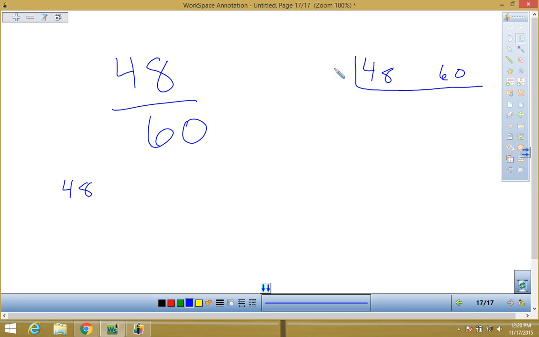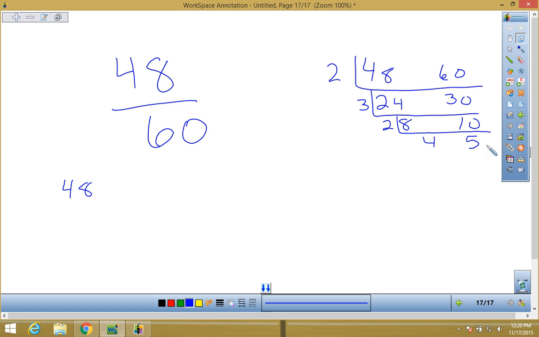So, 2 can go into both of them, and then that's 24 and 30. And then I did 3 to go into both of those, and I got 8 and 10. And then 2 can go into both of those again, and it's 4 and 5, and then I multiplied it. Okay, so remember when we're down here, we're done, okay? Because we've got a prime number here.